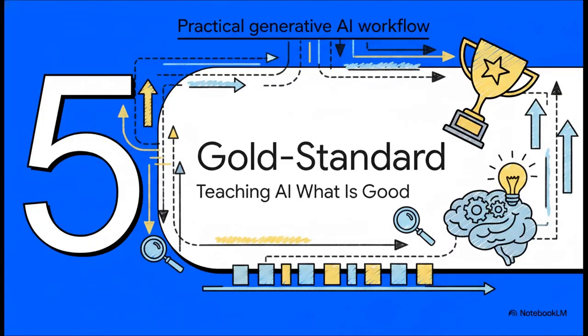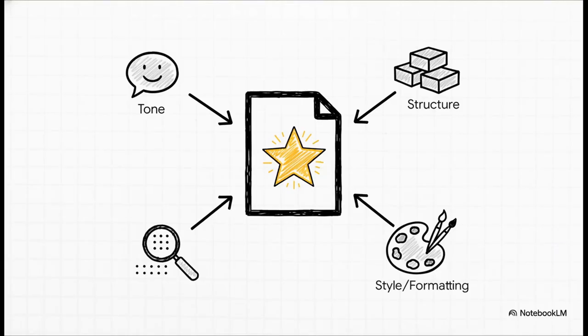And that brings us to Section 5, our most sophisticated module, Gold Standard, Teaching AI What Good Is. So instead of just telling the AI to write something and crossing our fingers hoping for the best, we actually upload our absolute best existing work, like a perfect lesson plan, an ideal timetable, or a flawless assessment brief.